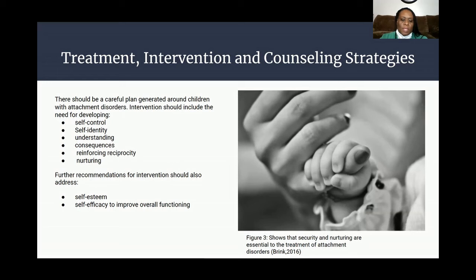There should be a careful plan generated around children with attachment disorder. When developing your plan, intervention should include self control, self identity, understanding consequences, reinforcing reciprocity, and nurturing. It is very important when you're doing this intervention that you remind the child to have self control. Also, further recommendations on intervention should address self esteem and self efficacy to improve their overall functioning.